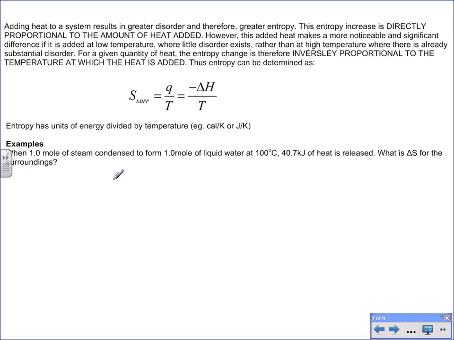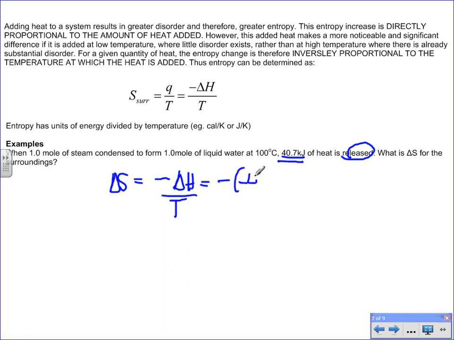So let's look at how this is going to be useful to us. In this example, we've got 1 mole of steam condensed from 1 mole of liquid water at 100 degrees Celsius, and we know that 40.7 kilojoules of heat is being released. We want to know what the change in entropy for the surroundings is. So the change in entropy for the surroundings is equal to the negative of the change in enthalpy divided by the temperature. In this case, heat is being released.